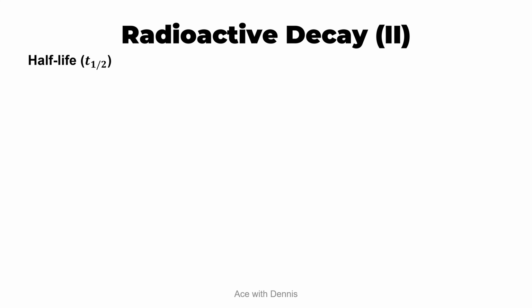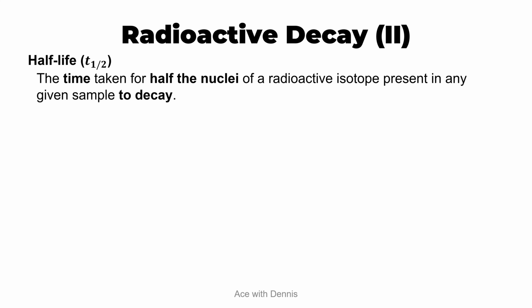Next, let's discuss half-life, T-half. So this is a very important quantity in radioactive decay. So what is half-life? It is the time taken for half the nuclei of a radioactive isotope present in any given sample to decay. Example, cobalt-60 has a half-life of 5.27 years.